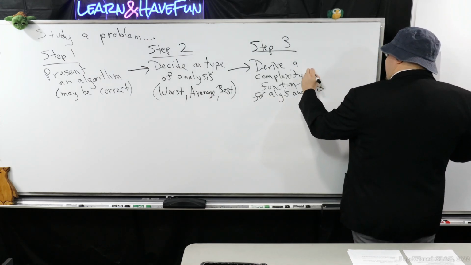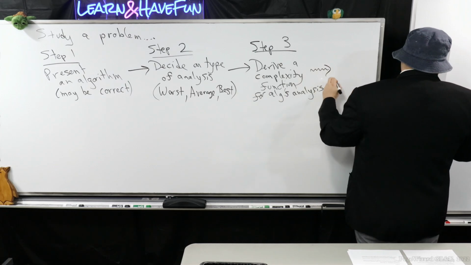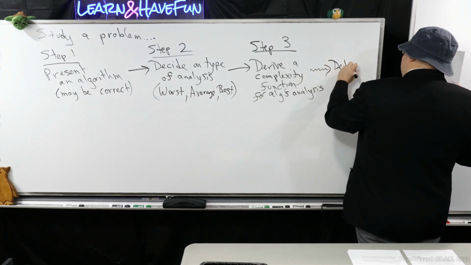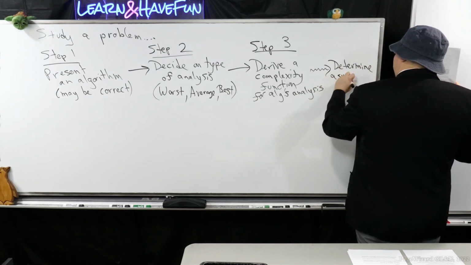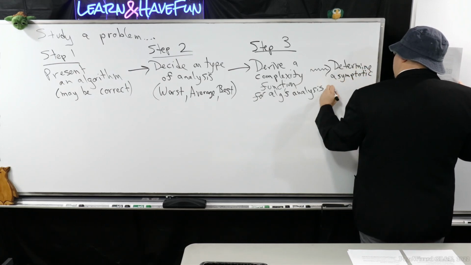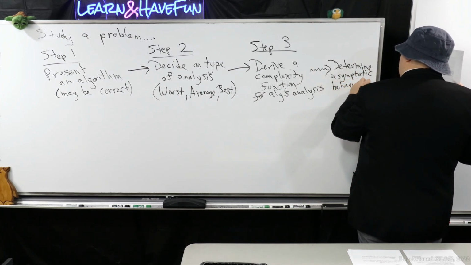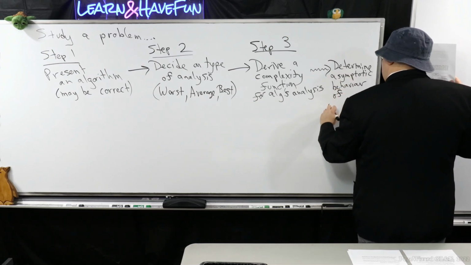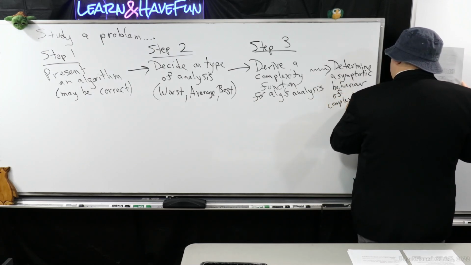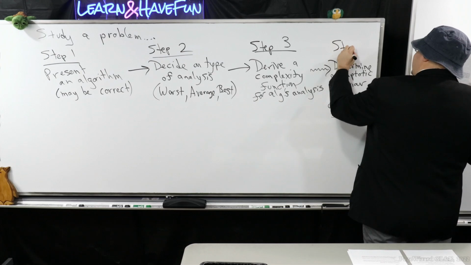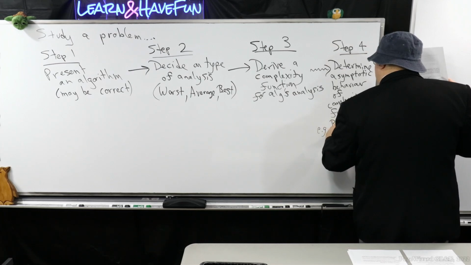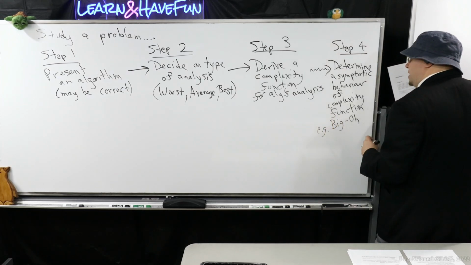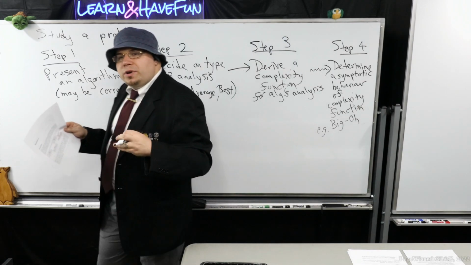And then naturally from here, the last step is to determine what we call the asymptotic behavior of the complexity function. So this is step 4. Normally this is expressed in what we call the Big-O notation, but there are other kinds of asymptotic notations. Now, what we're going to focus on is right here.